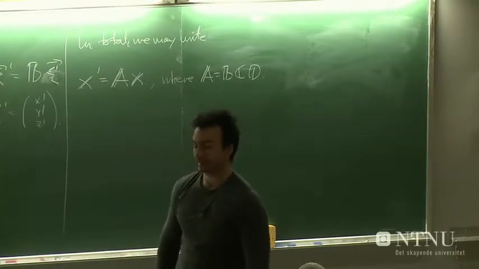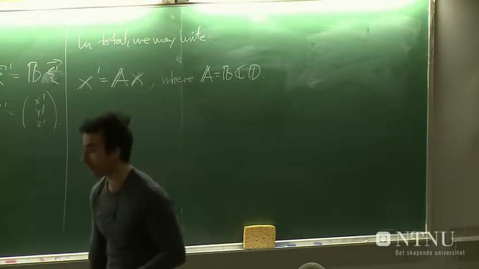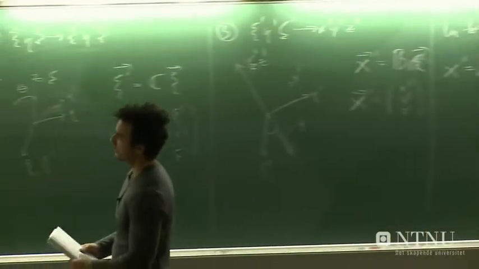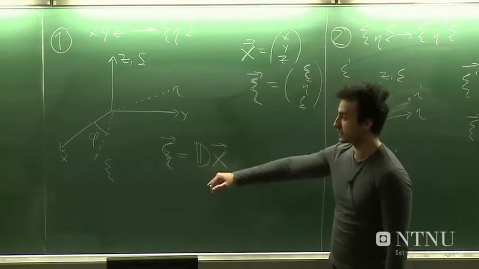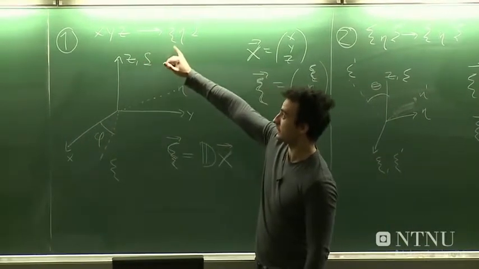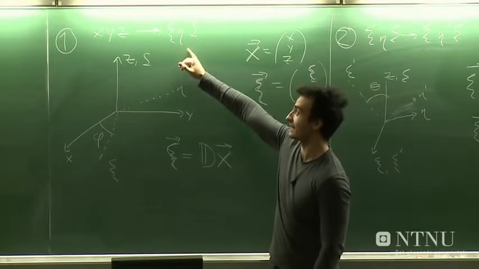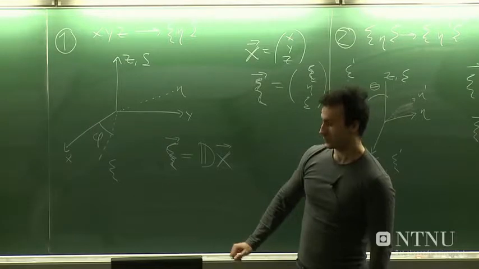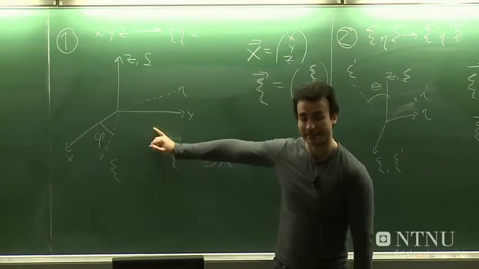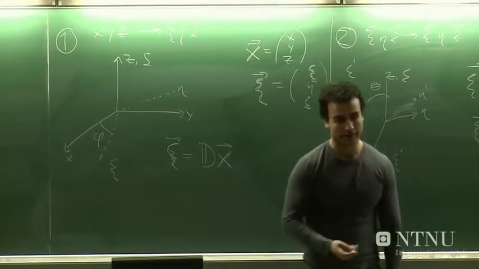So I guess the next question is, what are these matrices? We've just stated them symbolically and say that there's some matrix D which takes us from x, y, z to xi, eta, zeta. So do you have any suggestions for what D should look like?